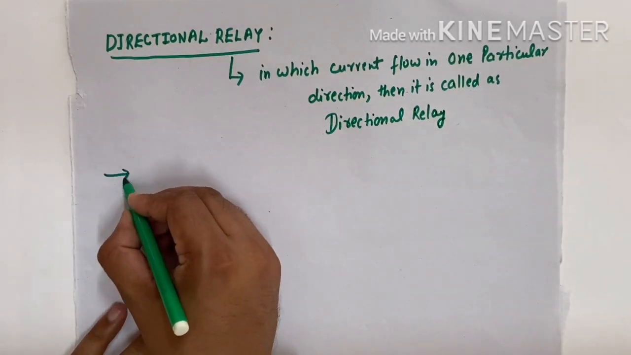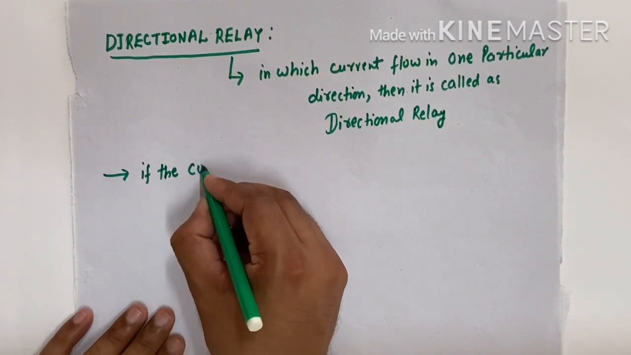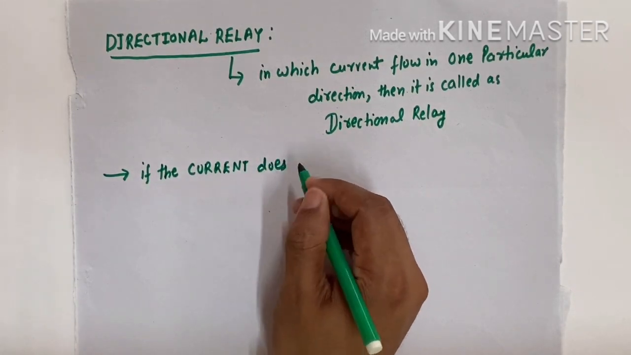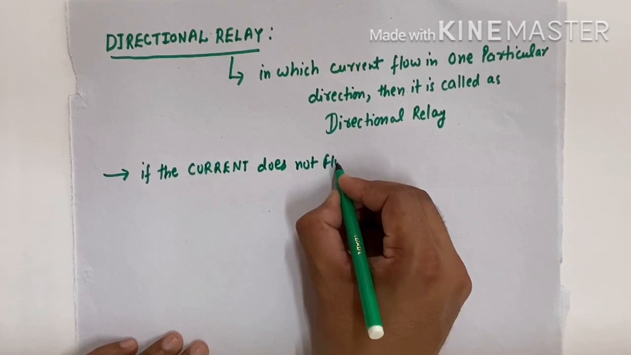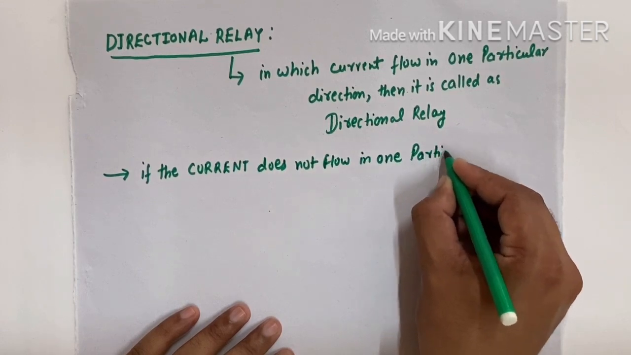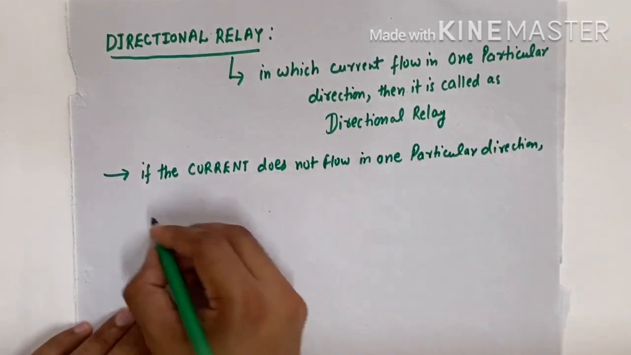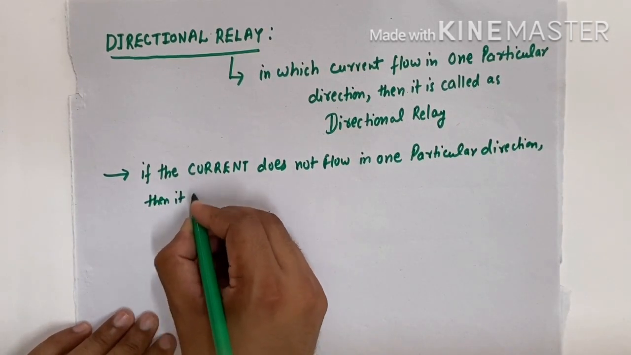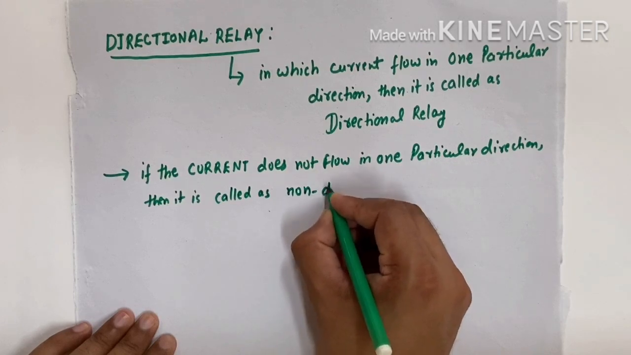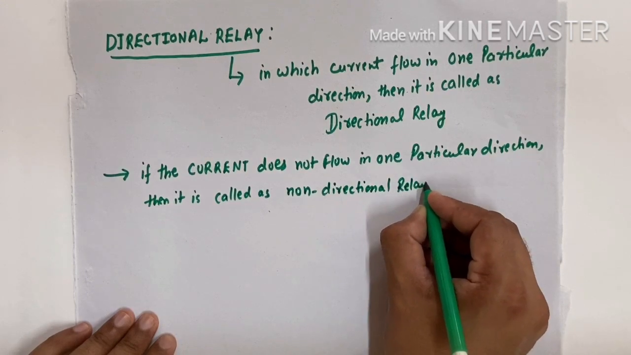If the current does not flow in one particular direction, then it is called a non-directional relay.